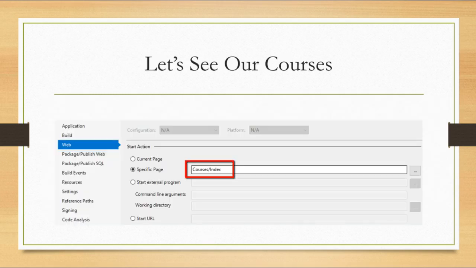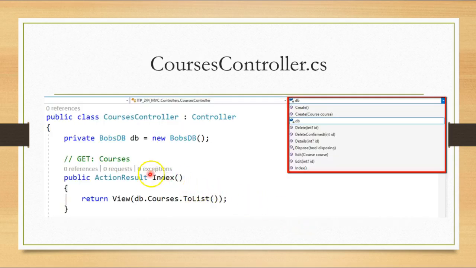Okay, so let's just run this. Let's see our courses. I'm going to right click on the project properties. I'm going to select web. Now I'm going to start with the courses/index page. Let's go back a slide, and you see the Courses index page has an action result, returns a view, and it points to the model, which is going to go to the database, the db, which is BobsDB, going to grab the courses, and it's going to make a ToList out of it.